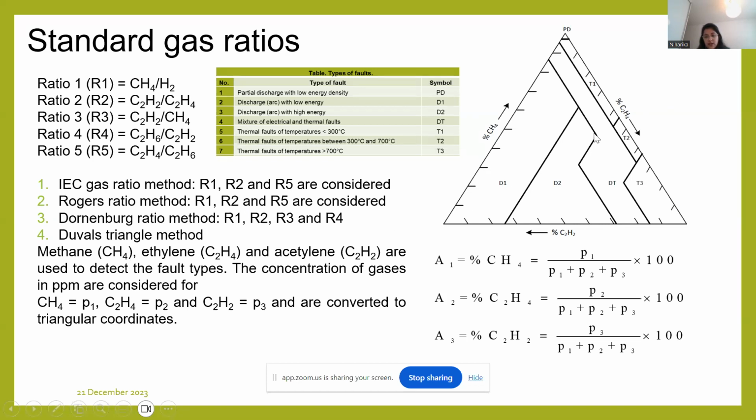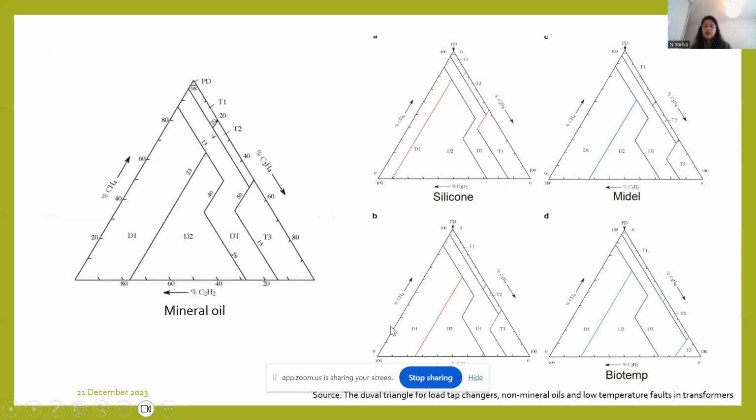You can see that there are boundaries present here. All these zonal boundaries refer to one kind of fault. At the top it is PD, partial discharge with low energy density. Then there is D1, discharge with low energy, and D2, discharge with high energy. Then there are mixed electrical or thermal faults. And T1, T2, T3 are all thermal faults relating to different temperatures. And this is the formula for how the concentration of each of the gases is obtained, and they are plotted in the Duval's triangle. Now, when we talk about Duval's triangle, it's not just one triangle.